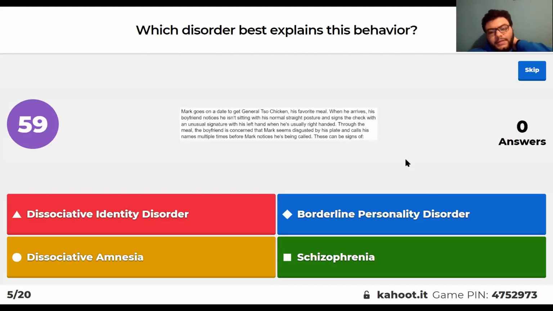Which disorder best explains this behavior? Mark goes on a date to get General Tso chicken, his favorite meal. When he arrives, his boyfriend notices he isn't sitting with his normal straight posture and signs the check with an unusual signature with his left hand when he's usually right-handed. Through the meal, the boyfriend is constantly concerned that Mark seems disgusted by his plate and calls Mark's name multiple times before he realizes. These can be signs of which disorder?